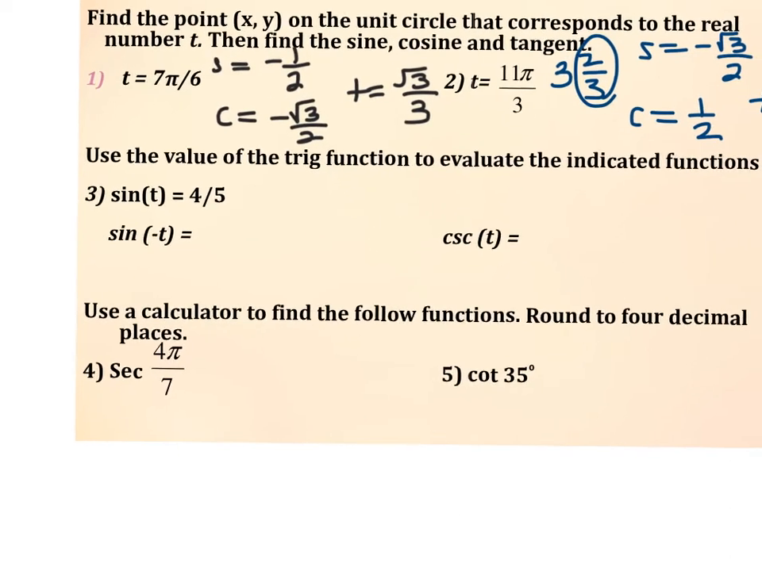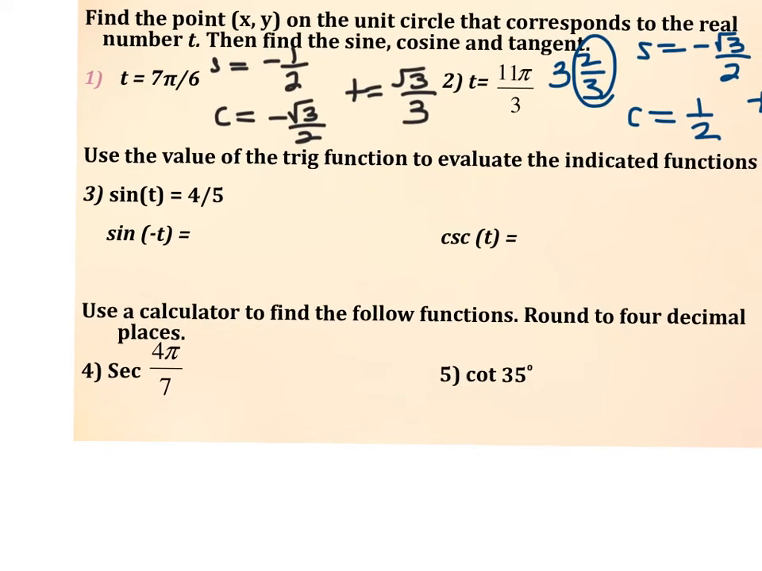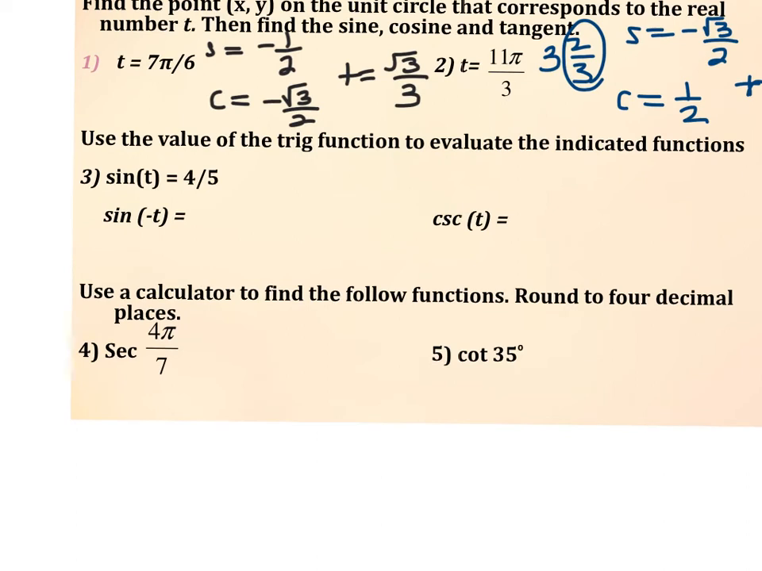All right, now number 3 says use the value of the trig function to evaluate the indicated functions. This is based on your even and odd. So we talked about even functions and odd functions, and cosine and secant are the only two even functions, which means that if I change the sign on the angle, if I make the angle go from positive to negative, when I do that with cosine and secant, the value of your trig function does not change signs. So if it started positive, it stays positive. If it started negative, it stays negative. Every other trig function is odd, in which if you change the sign on your angle, it changes the sign on your trig function. So having said that, if I had sine of t equals 4/5, what would be sine of negative t?